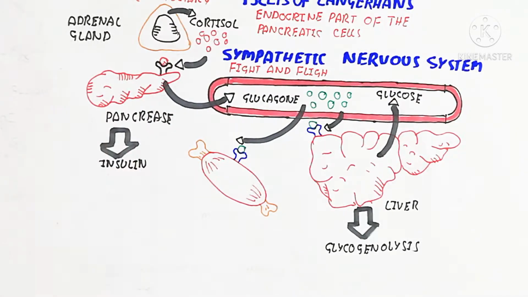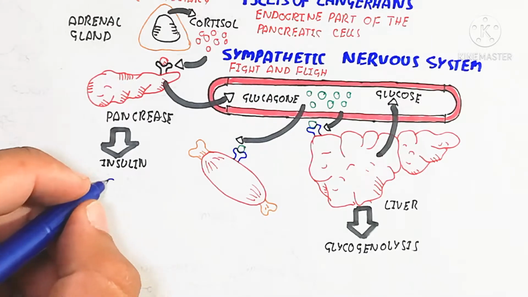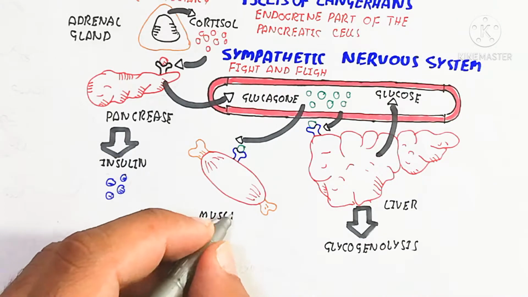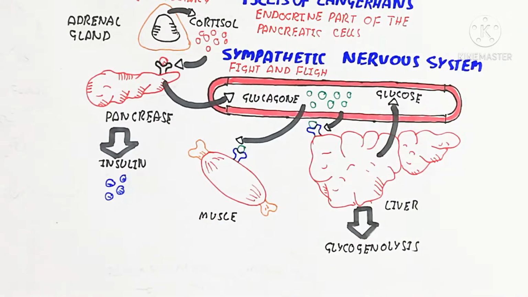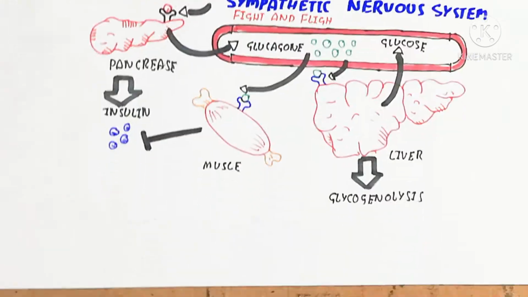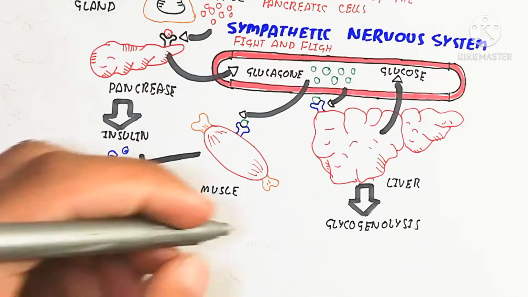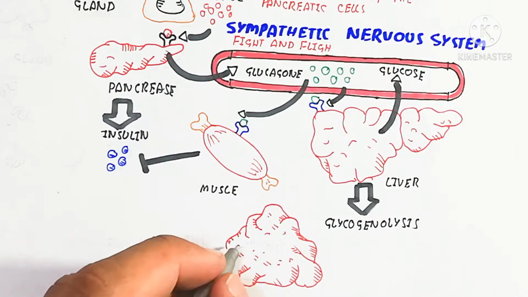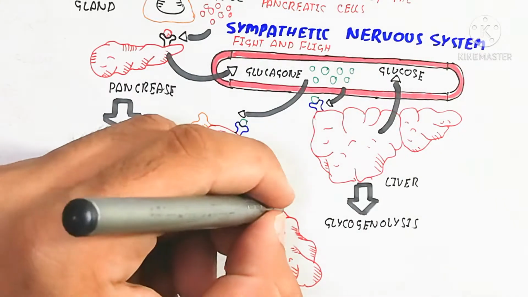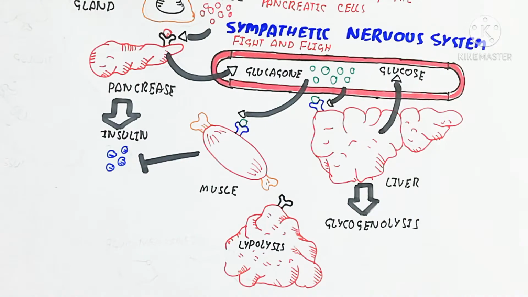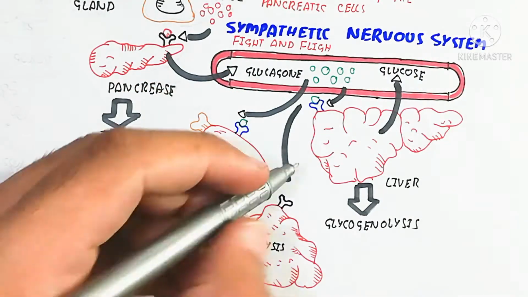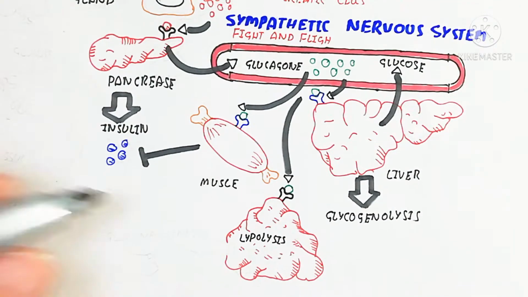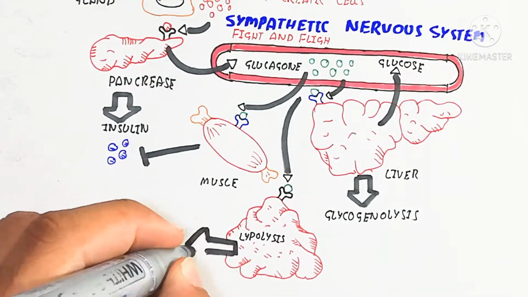It is important to know that glycogenolysis will occur, and insulin will be inhibited due to anabolism inhibition. So anabolism will be inhibited by the production of glucagon. Here is the adipose tissue, which is used for lipolysis. The adipose tissue will decrease its fat, and the fatty acids will be moved into the bloodstream.